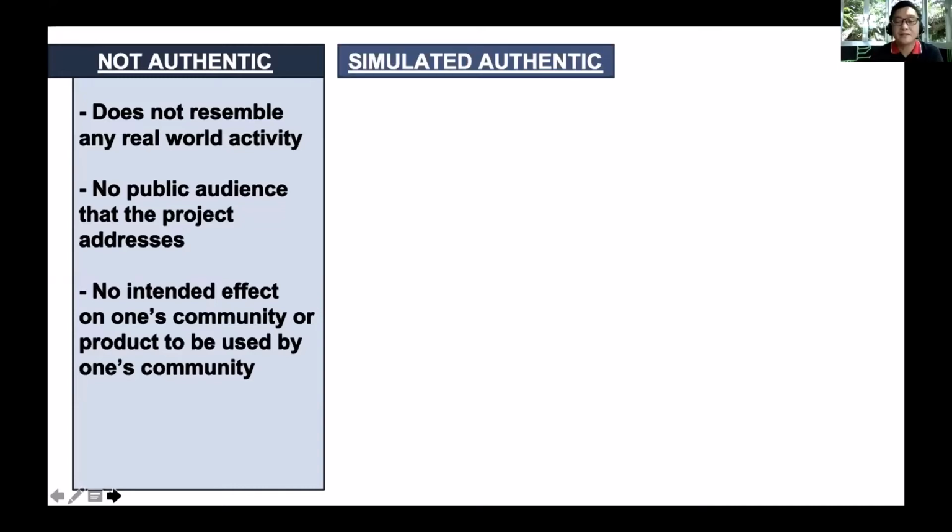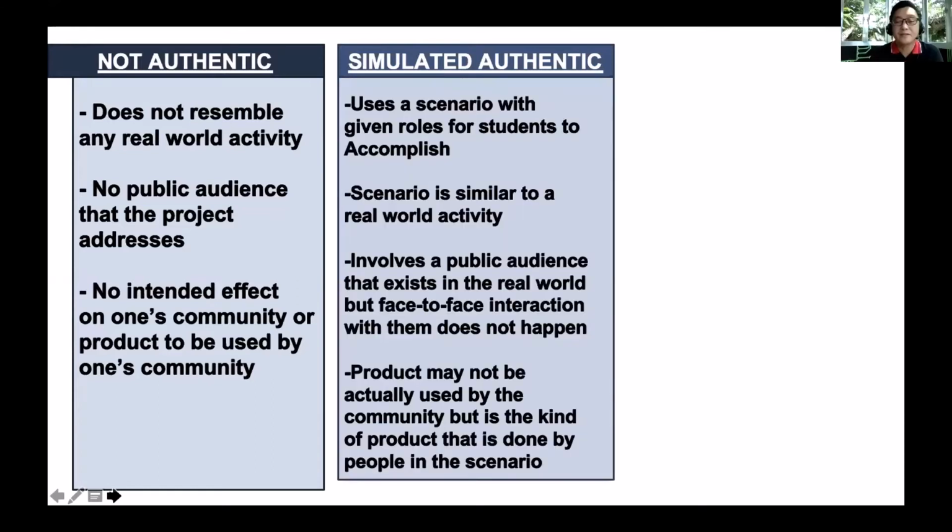However, it is simulated, and it is called simulated authentic when the product uses a scenario, or the performance task uses a scenario with given roles for students to accomplish. It is also considered simulated authentic when there is a scenario that is similar to a real-world activity. It is also simulated authentic when it involves a public audience that exists in the real world, but face-to-face interaction with them does not happen or is not possible, most especially during this time of the pandemic.